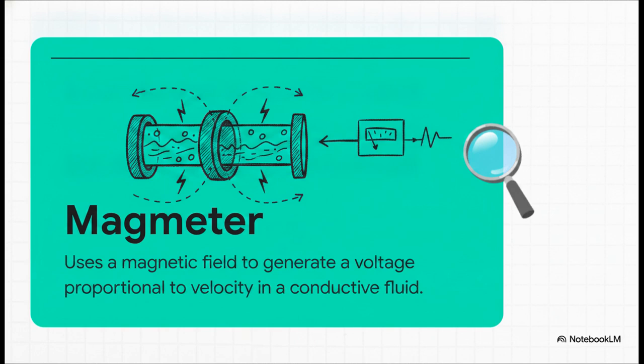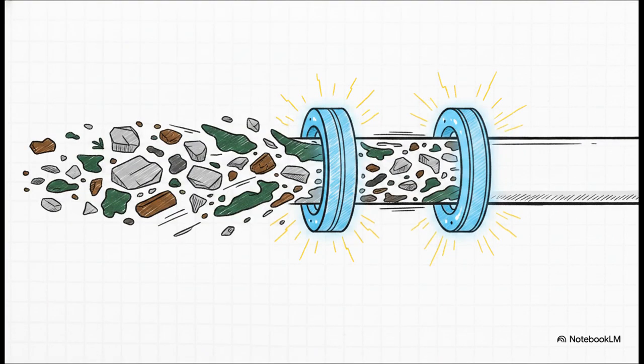The physics here are honestly just brilliant. Utilizing Faraday's law, the meter applies a magnetic field directly across the pipe. So when a conductive fluid moves through it, its charged particles are deflected, and that generates a tiny readable electrical voltage. You are literally turning your pipeline into a miniature electrical generator just to tell you the fluid's velocity. It's pretty amazing. And because there's absolutely no obstruction in the pipe, there is zero pressure drop.